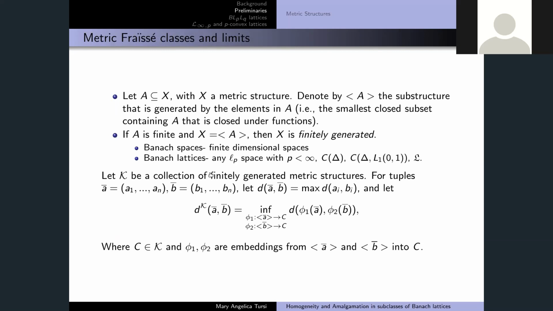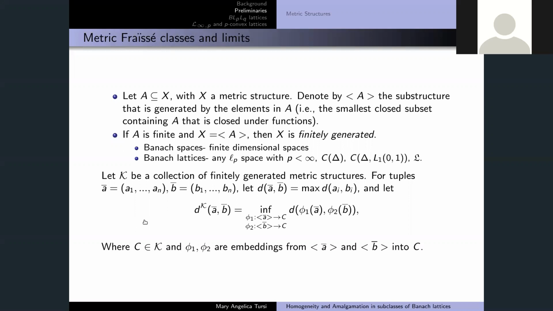many elements. In particular, you can have, for example, the continuous functions on the Cantor set, any little LP space, or actually LP of 0, 1 also is finitely generated. And the script L, the approximately ultrahomogeneous lattice, that's finitely generated by 2 elements. So it's a much bigger collection of lattices that are finitely generated here.